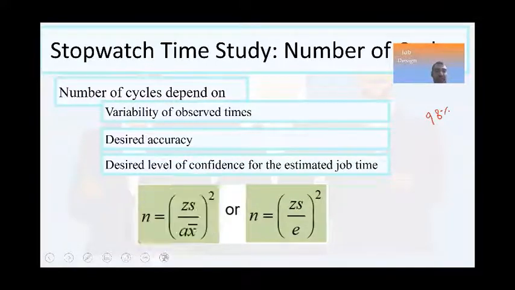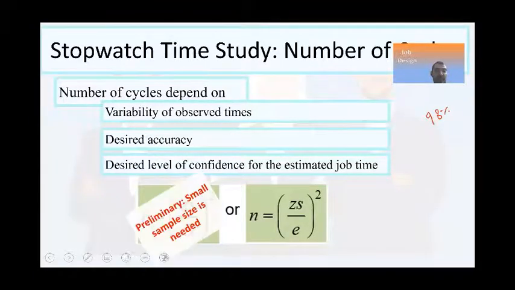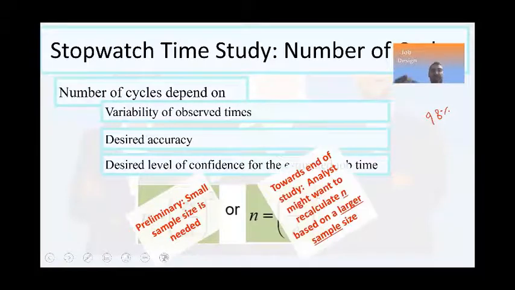The first one, to your left, is going to be used in preliminary studies. That's the first thing you want to do, your first stopwatch time study. So a smaller sample is needed, and then towards the end of the study, we want to redo this time study now with an n that is bigger, based on a larger sample size.